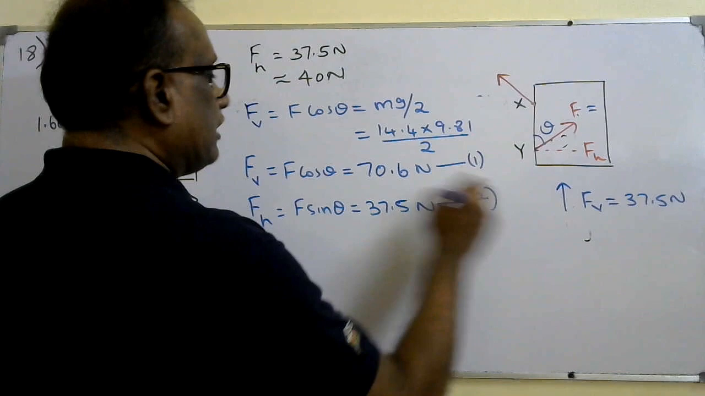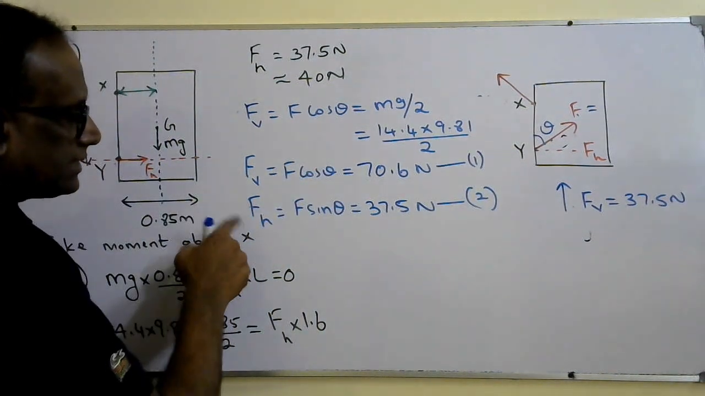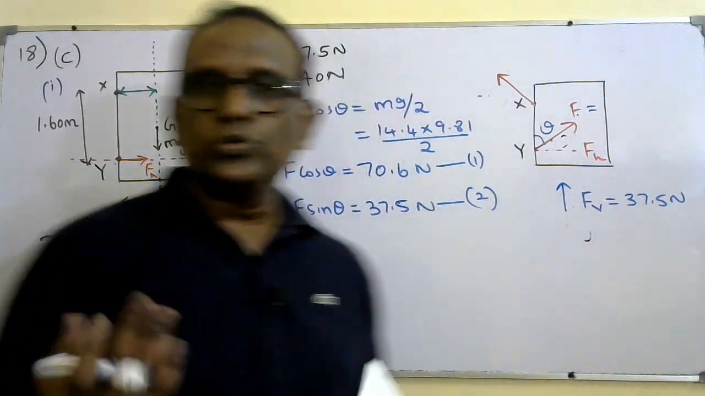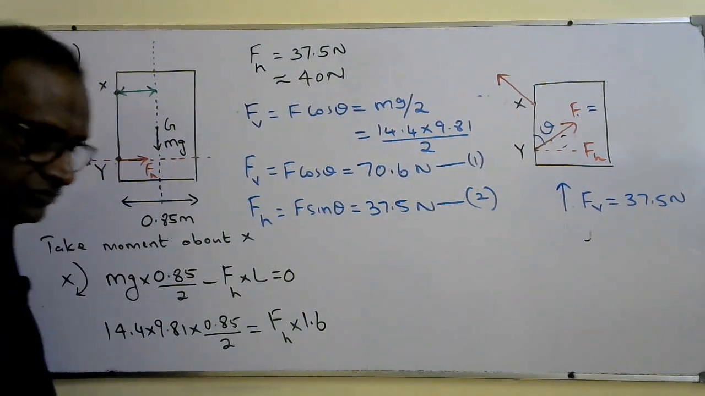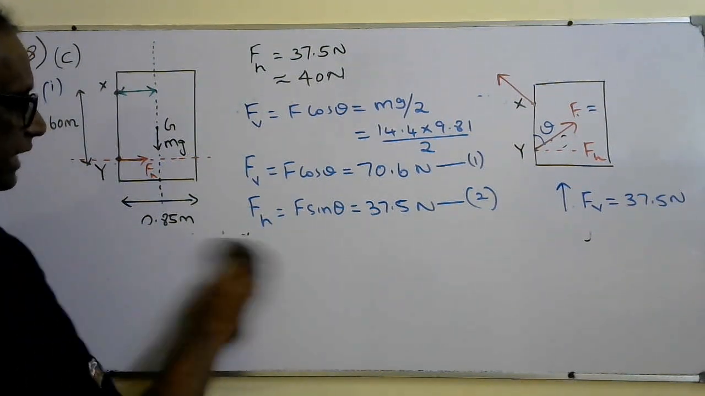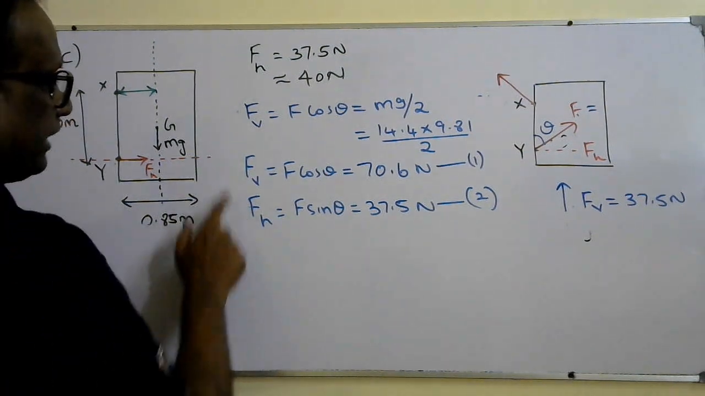Second equation. Now I need to find the F and theta. This is vertical, this is horizontal. Okay, they are perpendicular among them. I can do it in two different ways. First one, I can find the Fv and Fh, I know that.